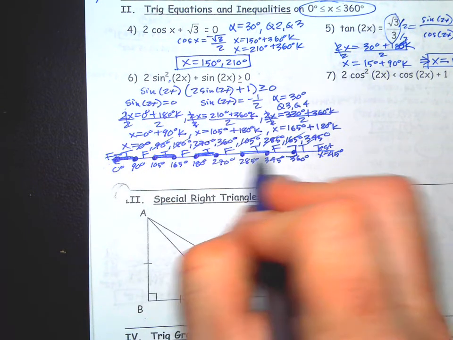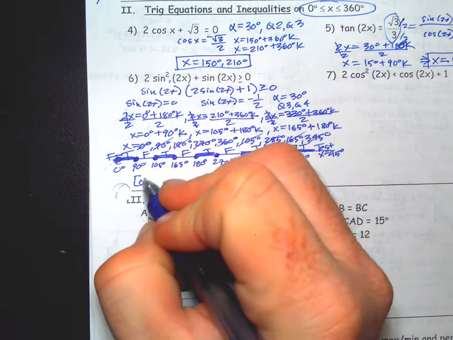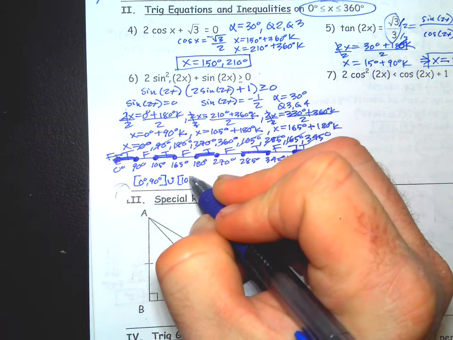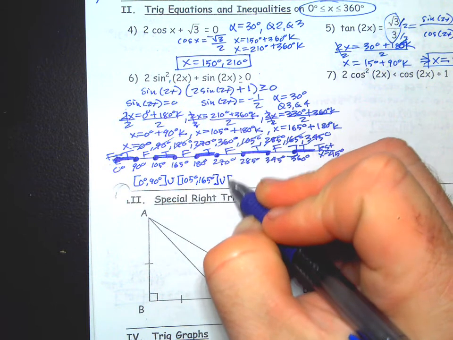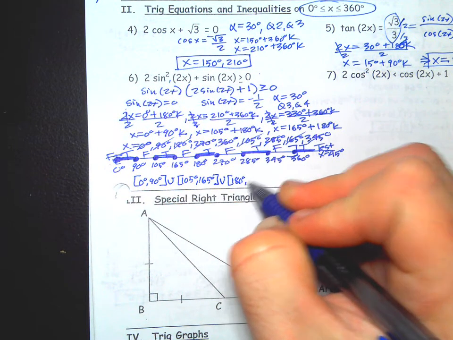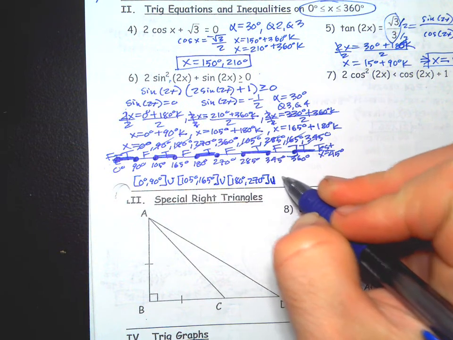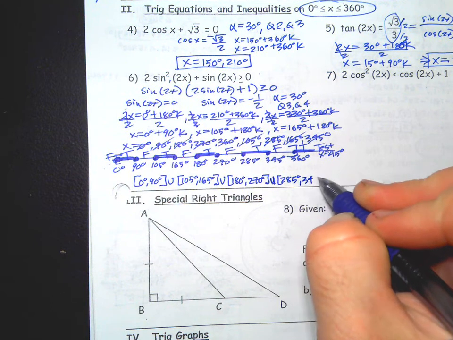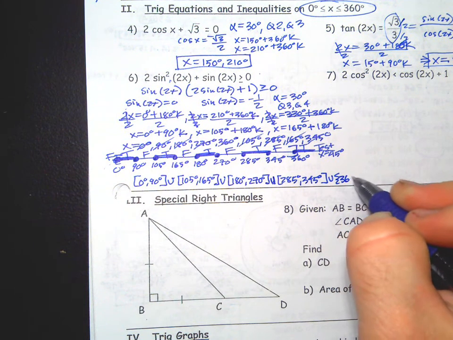Darken in the trues, so you get a picture of your answers. Now you've got to write it in interval notation. So brackets, 0 degrees to 90, 105 to 165, 180 to 270, 285 to 345. And then don't forget, 360 is all on its own for us.